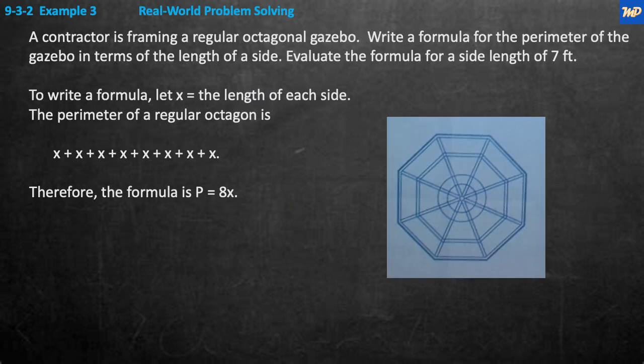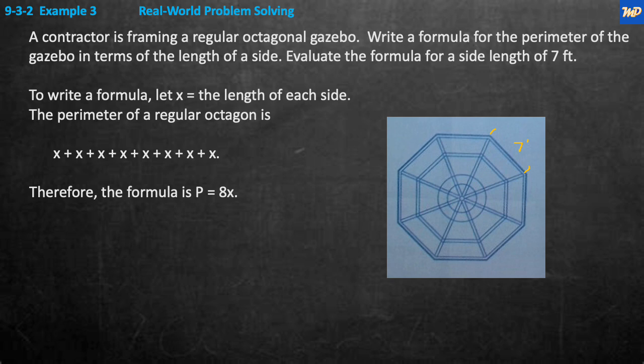Okay, example 3, a real-world problem to solve here. So a contractor is framing a regular octagonal gazebo. Write a formula for the perimeter of the gazebo in terms of the length of the sides. Evaluate the formula for the side length of 7 feet. Okay? So to write a formula, let's let x be the length of each side. So we're going to let x, we're going to go right over here. And so the length from here to here, for example, is 7 feet. Okay? 7 feet. That's what we have here.